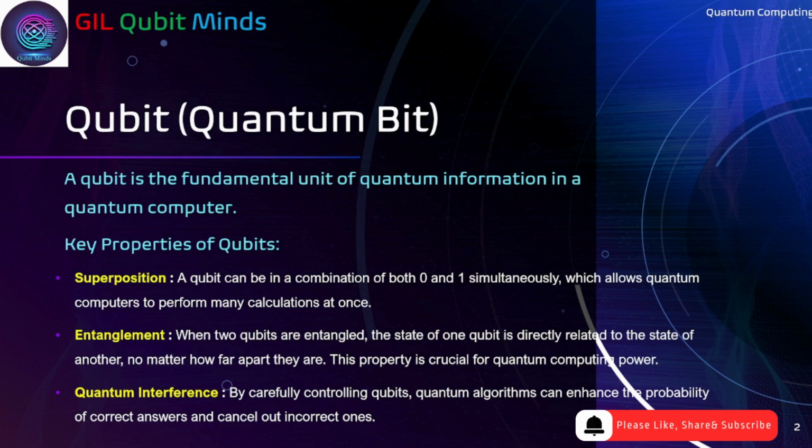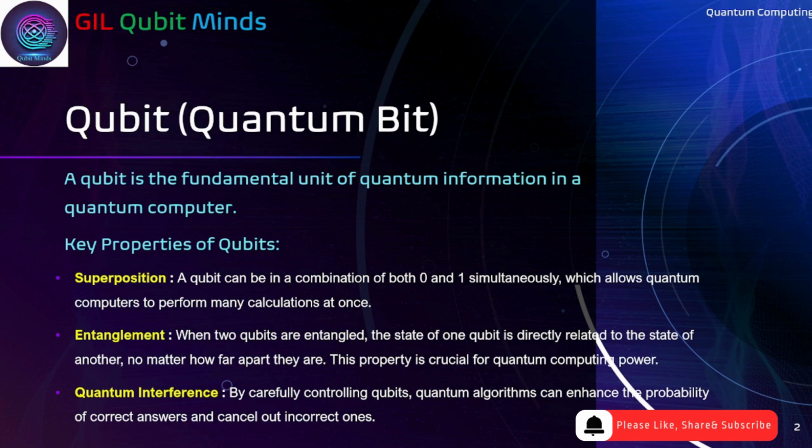Now the next property is entanglement. It is a very important property also. When two qubits are entangled, the state of one qubit is directly related to the state of the other, no matter how far apart they are, in the same continent or same country or a different country. So two qubits are entangled with each other. This property is crucial for quantum computing power. It is a very important feature of quantum computing.